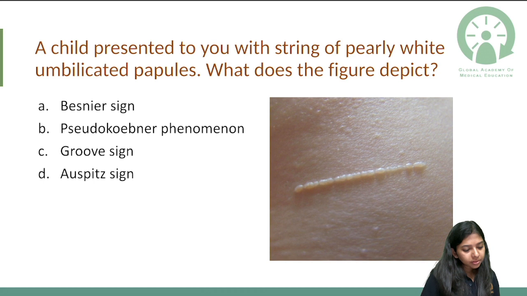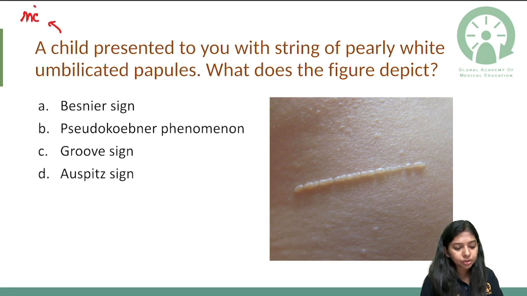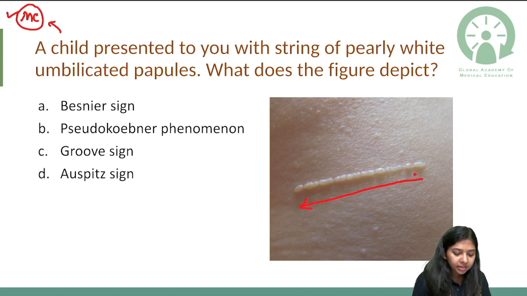So another question that we are going to look at is: a child presented to you with a string of pearly white umbilicated papules. What does the figure depict? So you're getting pearly white umbilicated papular lesions in the child. You're looking at a case of molluscum contagiosum, right? And the lesions are present in a linear fashion. Now this is pseudo-Koebner phenomenon.